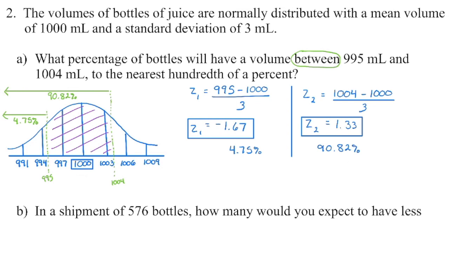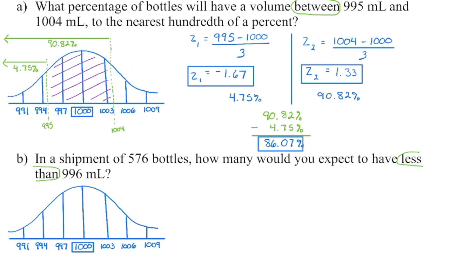So what I can do, just to get the data values between here, is take this whole amount, remove the section we don't want to include because we're only looking for the shaded region, and that will give us the percent of bottles between those values. All right, so when we subtract those two values, we end up with 86.07%. And then go back to your diagram and check.